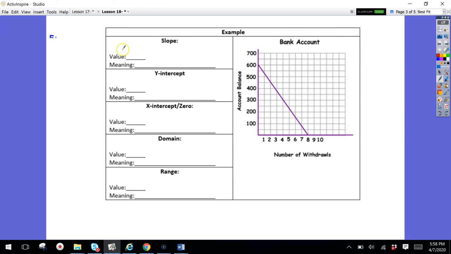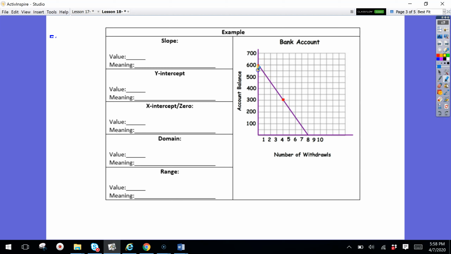Okay, so let's go ahead and look. This is one of our easier problems. We have here a graph, and the first thing we need to figure out is what's the slope and what does it mean. We're going to find it by getting two really good points. I'm going to get this point up here, and this point down here.